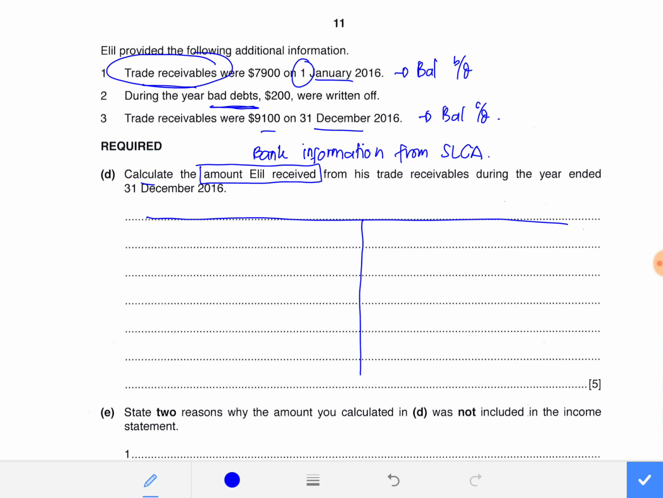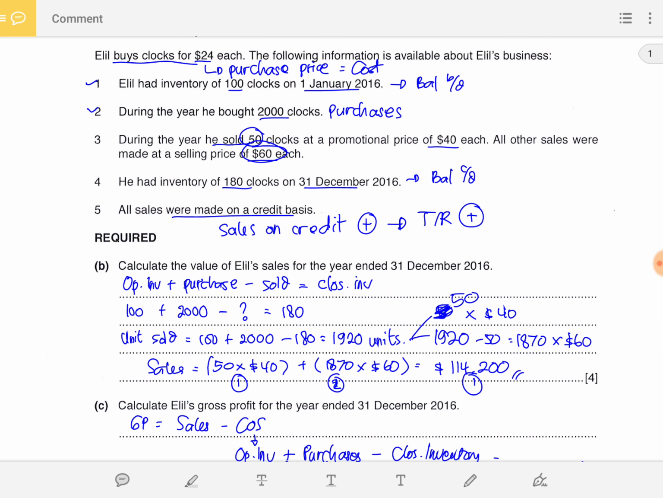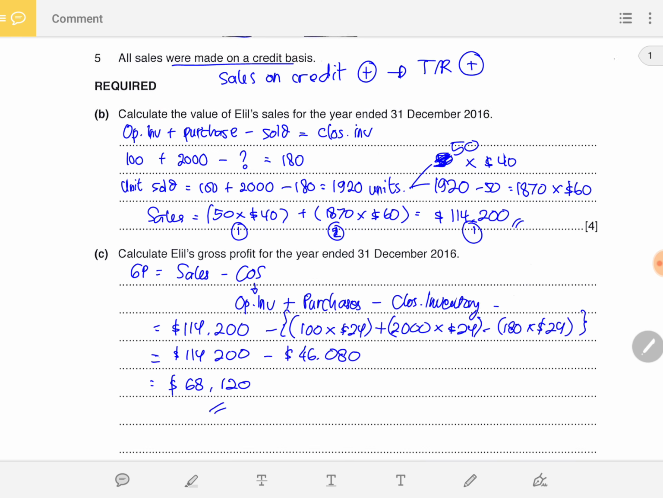I don't know when, but the point is I already gave it to you. SLCA. Since it is a trade receivable, your balance BD would be over here, right? Balance BD is 7,900. Okay, and then remember this part where I say number 5, sales on credit increase, it will increase the trade receivables as well.